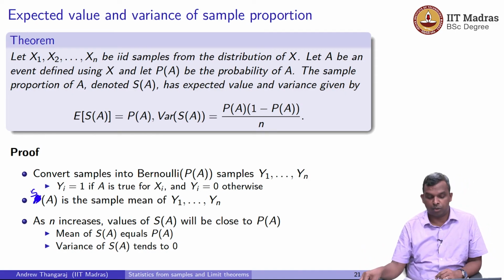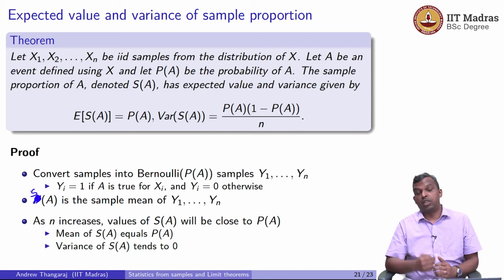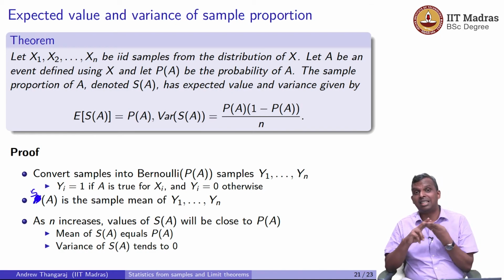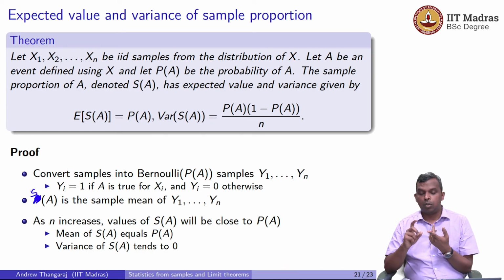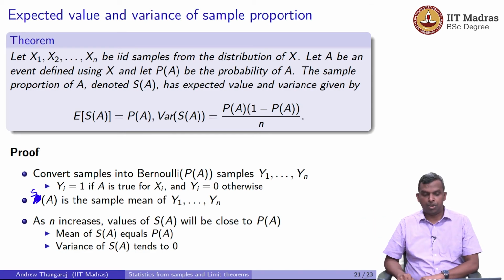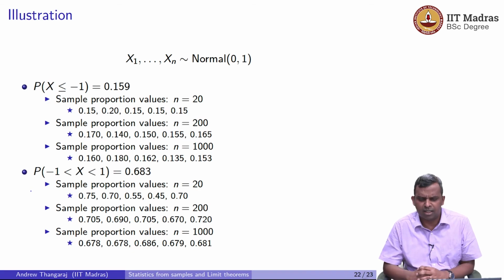Okay, mean of S of A equals P of A, variance of S of A tends to 0. So this is the important story here. Once again, we saw 3 simple statistical procedures computing 3 descriptive statistics. One was the sample mean, the other was the sample variance, the third was the sample proportion. All 3 of them are connected to corresponding information about the distribution. One is the distribution mean, the other is the distribution variance, and third is the distribution probability of that event according to the distribution. Okay, once again we will close with an illustration.